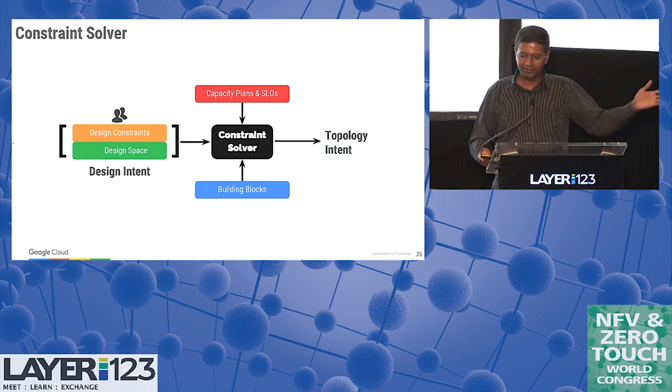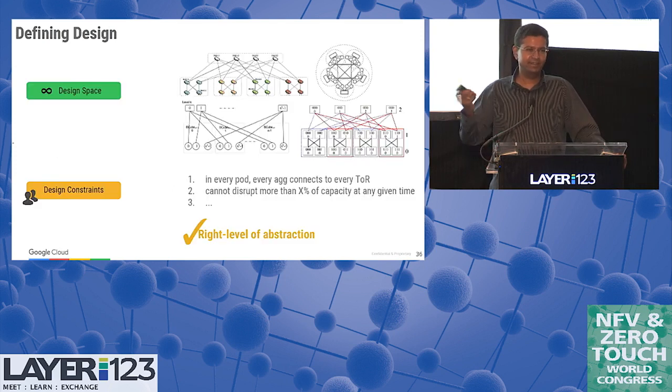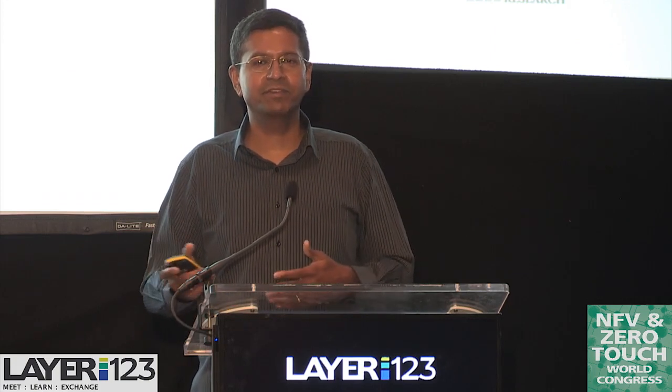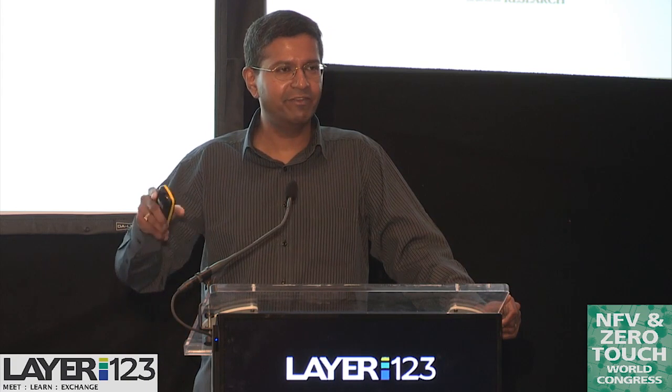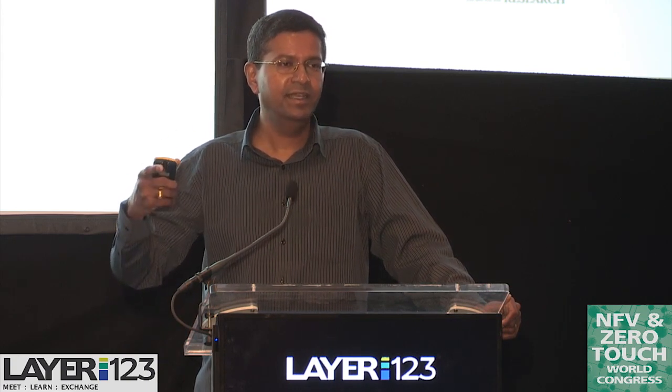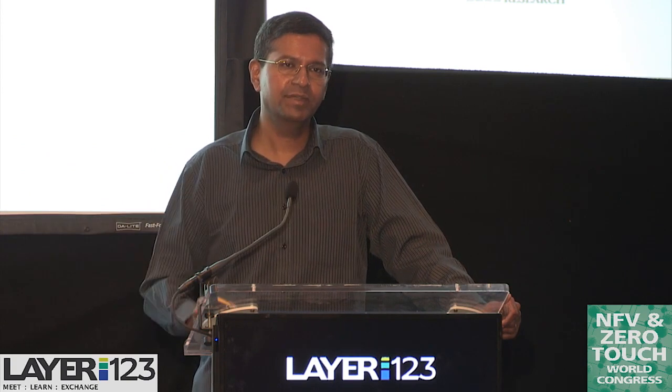And in terms of what the left-hand side looks like, we've already seen the design space for data center fabrics. In terms of design constraints that you're going to specify, it's actually pretty simple at that point. So you would specify, for example, in the data center space, in every pod, every aggregate switch connects to every TOR. You cannot disrupt more than X% of traffic whenever something goes wrong, or whenever you want to bring down something for a management operation. So these are the right level of abstractions that you can deal with, and then let the constraint solver worry about the actual topology intent and spitting out UNM at that point.